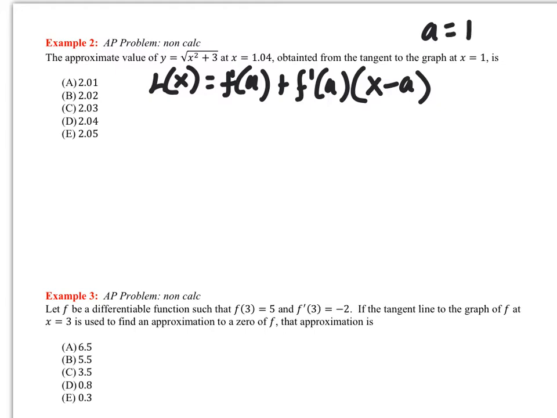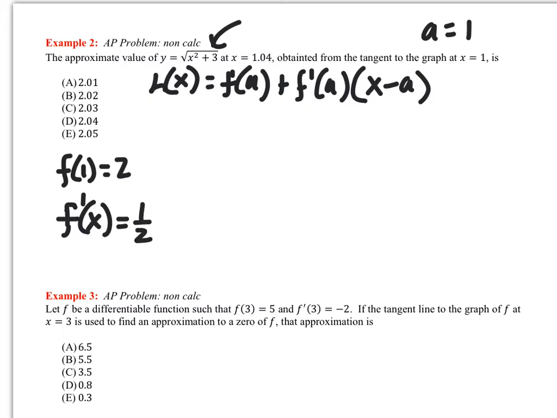Okay, so f of 1. Let's do f of 1 real quick. If I plug a 1 in here, I get square root of 4, which is 2. I do have to find the derivative. So f prime of x. I'm going to use a little chain rule action. That'll be 1/2 times x squared plus 3 to the negative 1/2, using the power rule. And then using the chain rule, I'd multiply by the derivative of the inside.